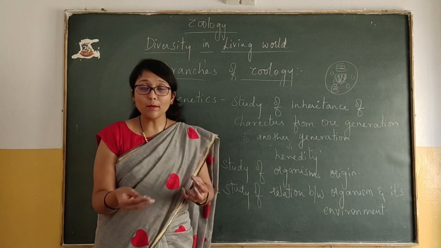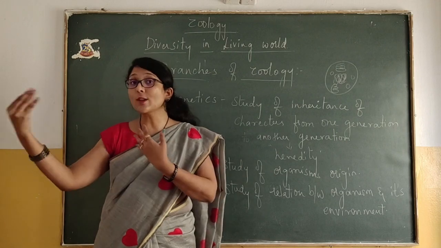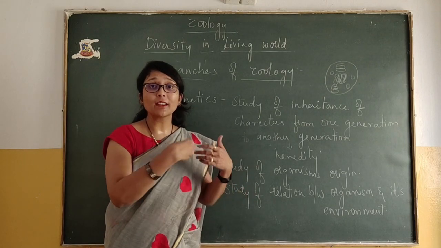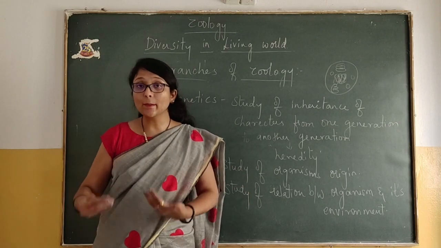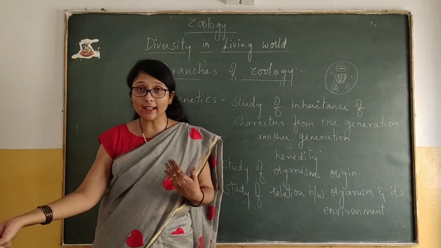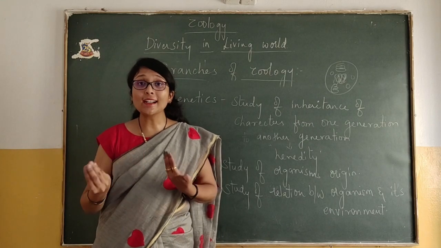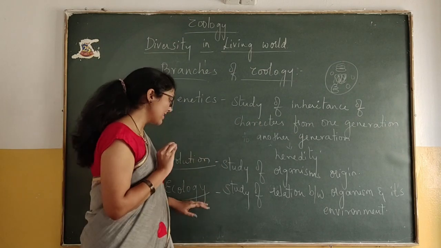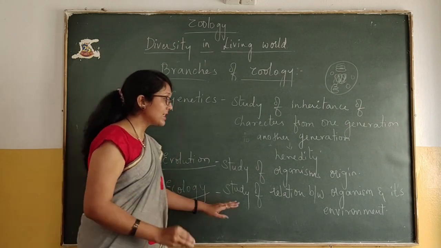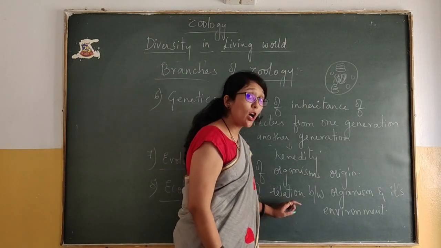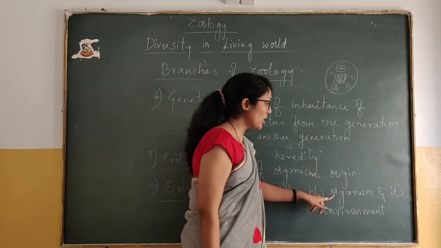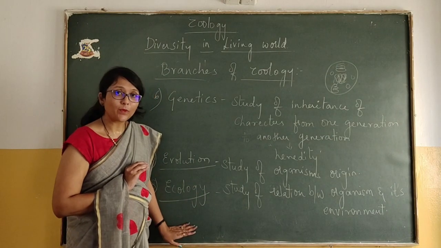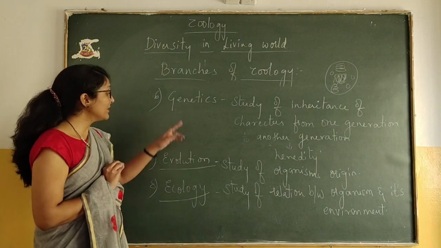Like if you take an organism, an animal, there are plants and there are also other animals. Few are herbivorous, they will be depending on the environment for their food. And few are carnivorous, they will be depending on other animals for their food. So this is called an interaction or relationship with the environment, and this is studied under ecology. Ecology is the study of relation, or you can also say interaction, between organisms and their environment.